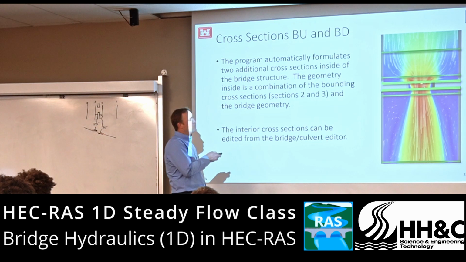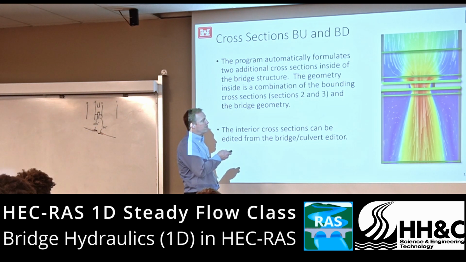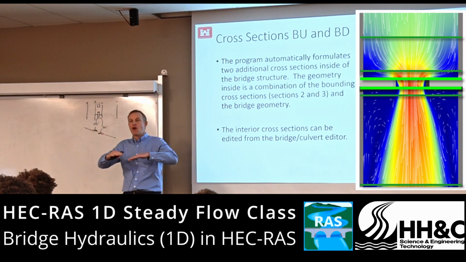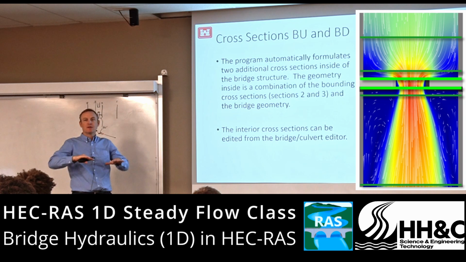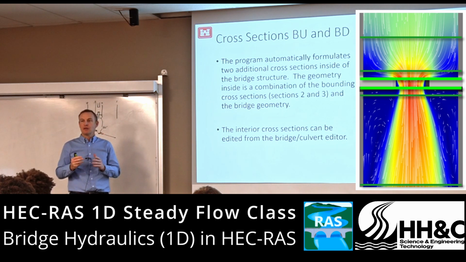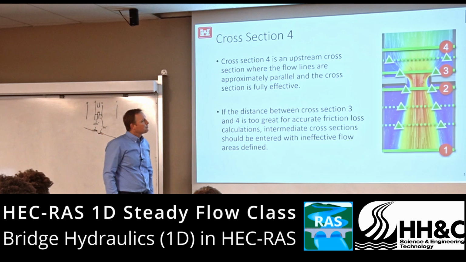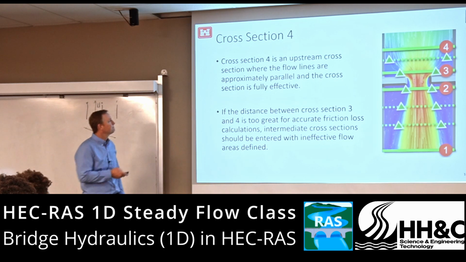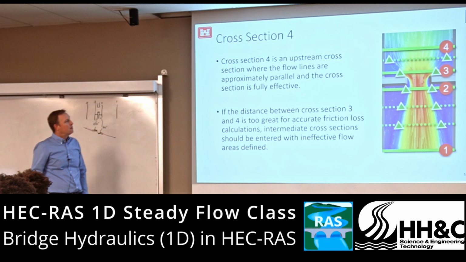And then again, if you don't like the fact that we're making a copy of this upstream cross section, maybe you're in an area where the bridge has been designed, like gone in and hardened, you can go in and shape it. So you can edit the actual cross section and change the shape of it. Okay, and then upstream of that cross section, you can have additional ineffective flow areas if you need additional cross sections between cross section three and cross section four, and four will be that fully flowing cross section.